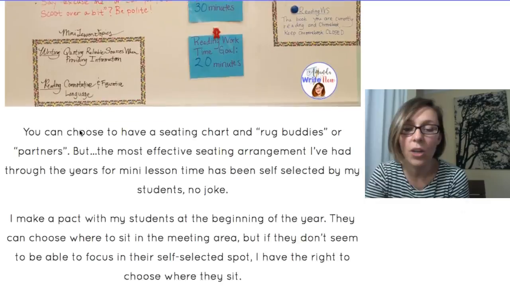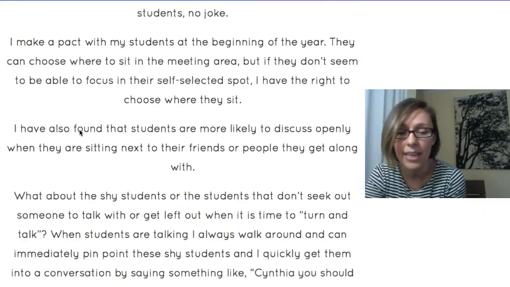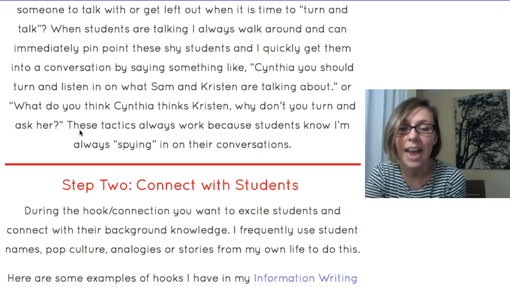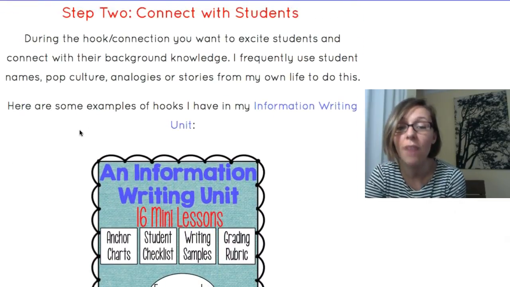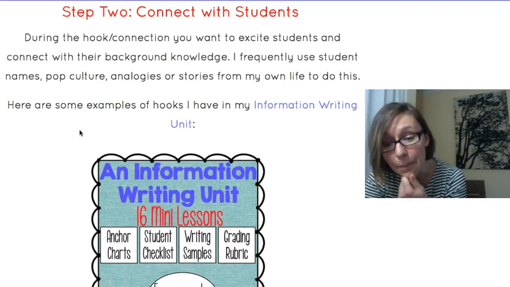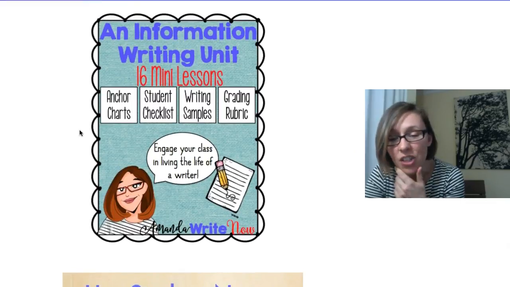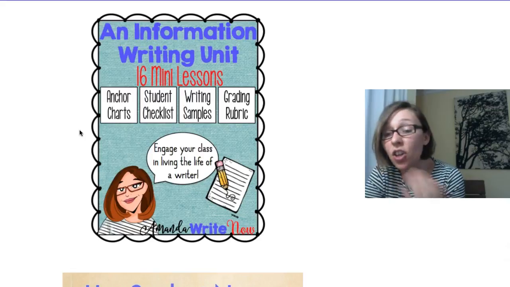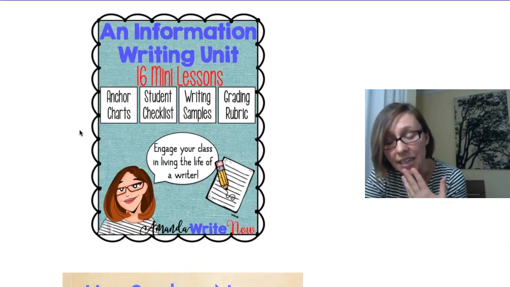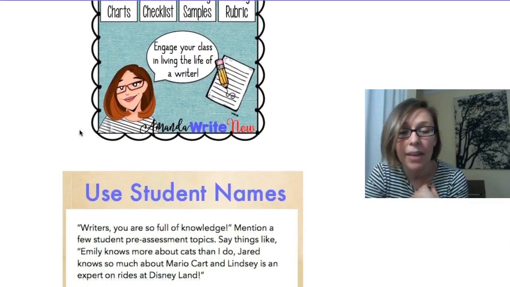Okay, so once you've gotten your kids to the meeting area, once you've decided whether or not you're going to have partners or let them pick wherever they want to sit, then you're going to connect with your students. You want to hook them into whatever lesson it is that you're teaching. So there's a number of ways to do this. And I actually have an information unit in my Teachers Pay Teachers store. It has the hooks for you. It has pretty much everything you need for your mini lessons, if you're interested.